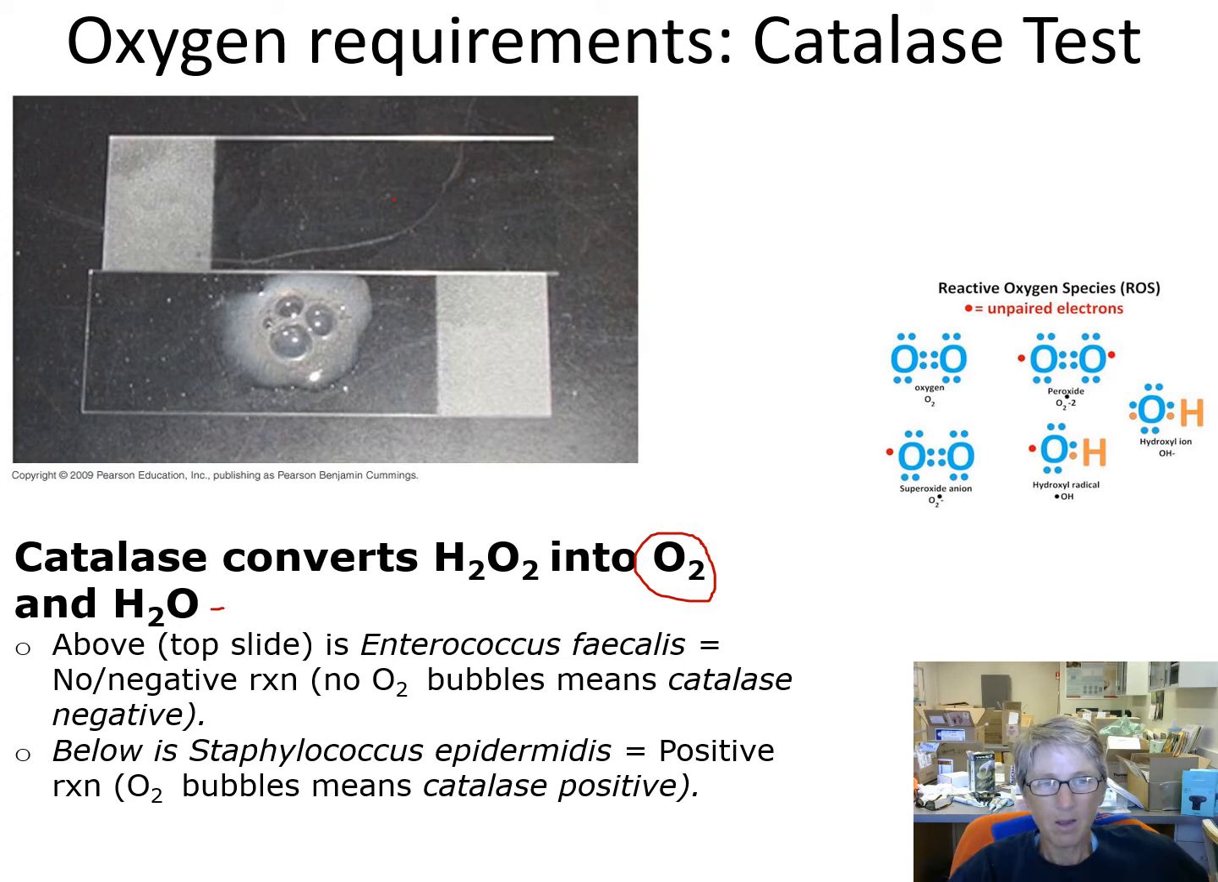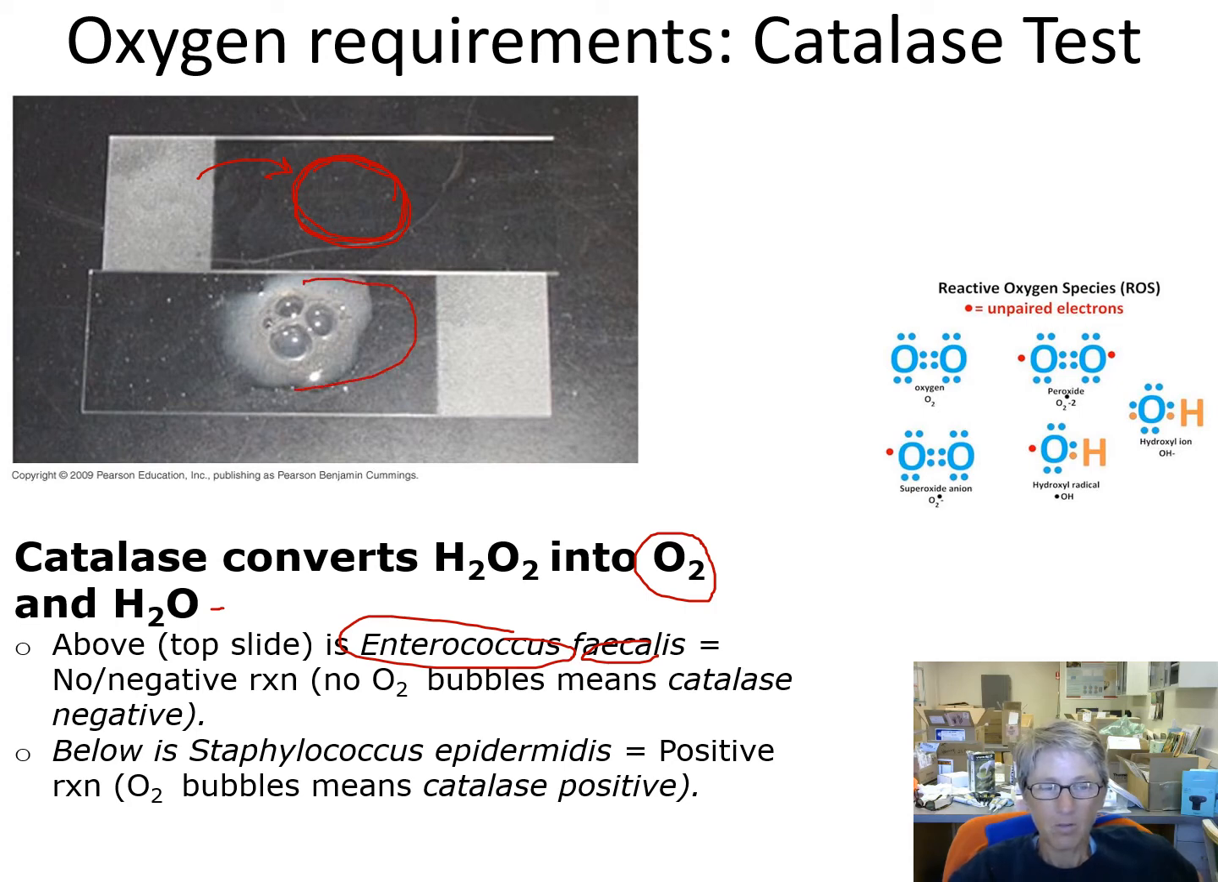So the top slide, this is Enterococcus faecalis. It lives in your gut and in your feces. It doesn't have catalase, so if Enterococcus faecalis is put on this slide and you put hydrogen peroxide on that slide, it can't turn hydrogen peroxide into water and molecular oxygen, which you would see as bubbles.